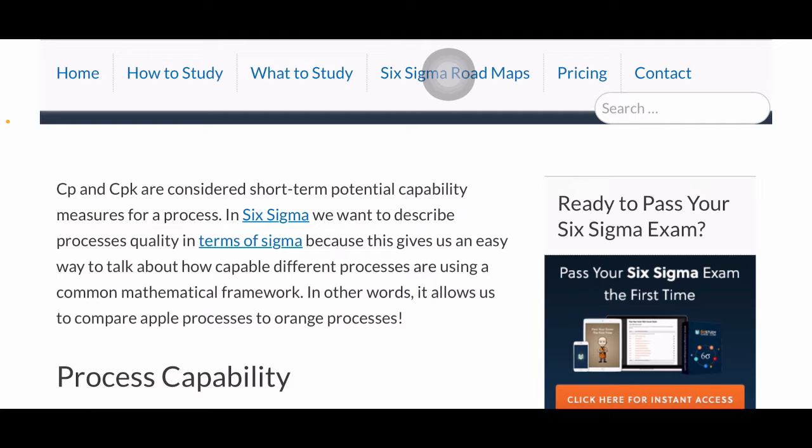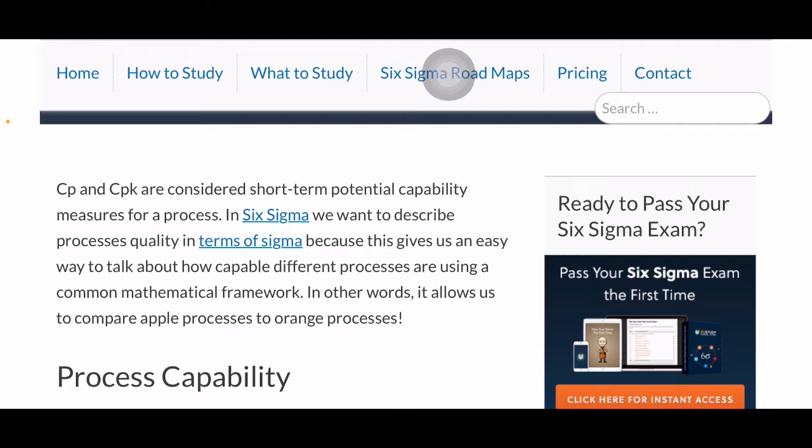Anyhow, they're considered short-term potential capability measures for a process. In Six Sigma, which my last company was hot on, unfortunately I never got Six Sigma qualified. I wanted to, but I never did. So I'm not super familiar with what Six Sigma is. I just know it's something for critical thinking purposes, to prove that you can critically think, I guess.